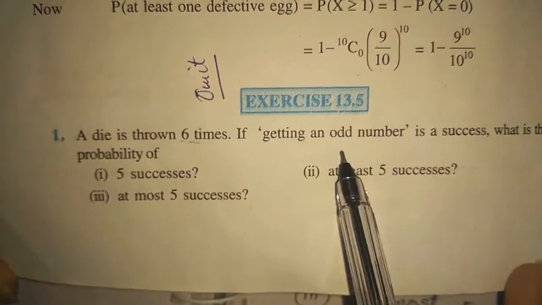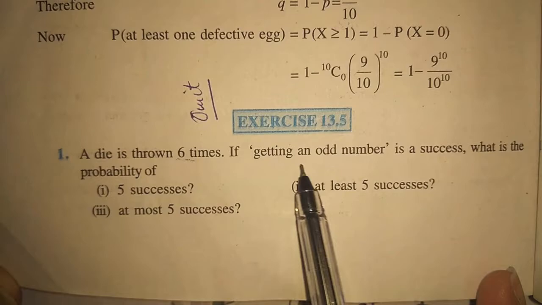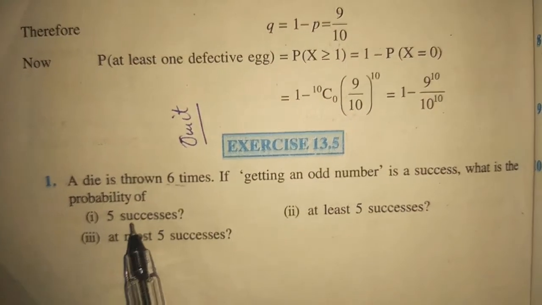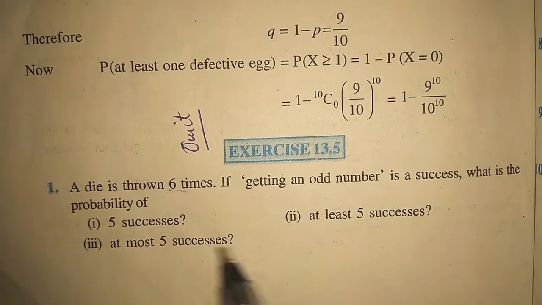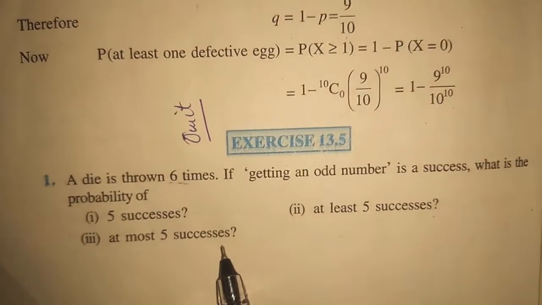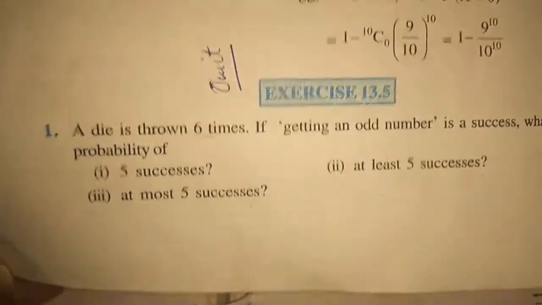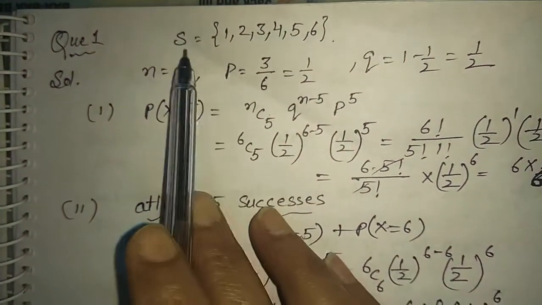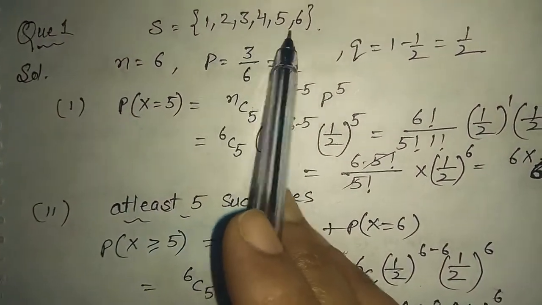If getting an odd number is a success, what is the probability of exactly 5 successes, meaning 5 times odd numbers, at least 5 times success, and at most 5 times, meaning maximum 5 times success? So here, if we throw a die one time, what will be the sample space? 1 2 3 4 5 6.